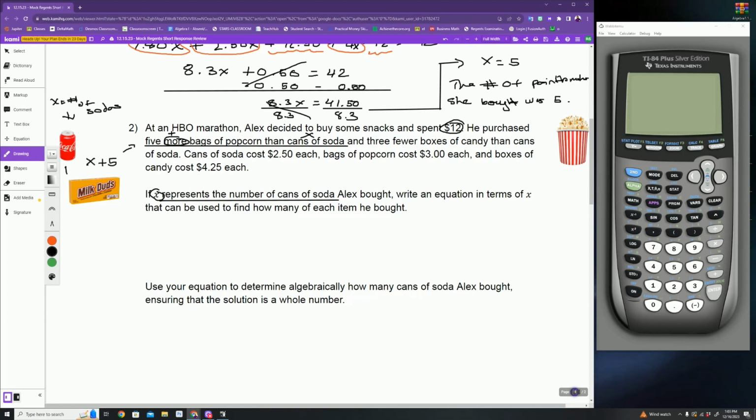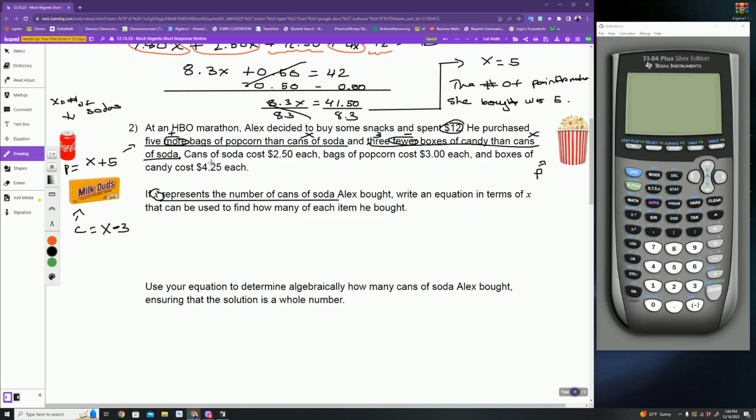And if I want to make that popcorn, let's make popcorn P, a number of popcorn, and the boxes of candy C. So the number of popcorn is equal to X plus 5. And 3 fewer boxes of candy than cans of soda. So the fewer indicates subtraction. And then we have the cans of soda again, which is X, and 3 fewer of that. So we're going to say C is the number of candy, which is X minus 3.